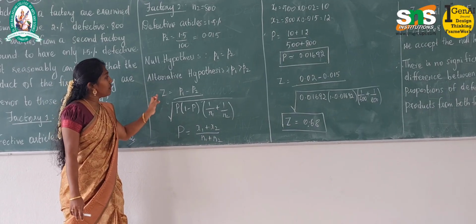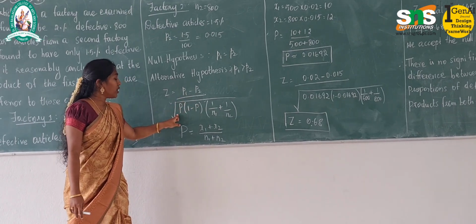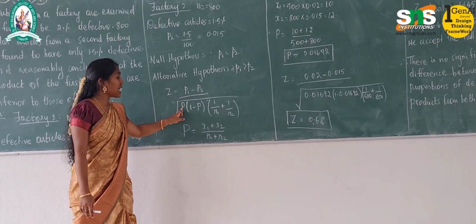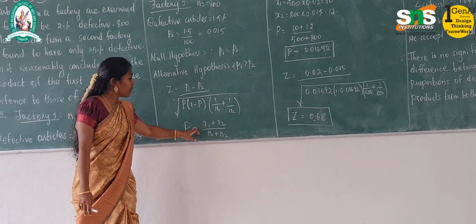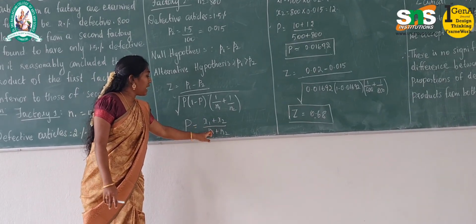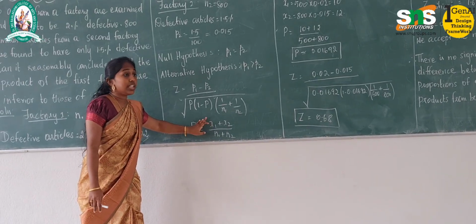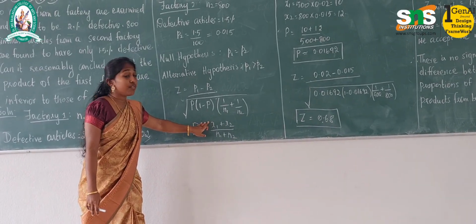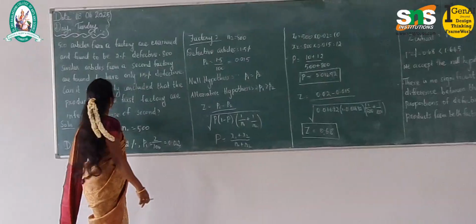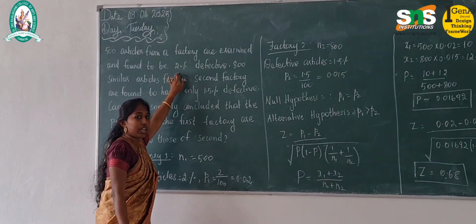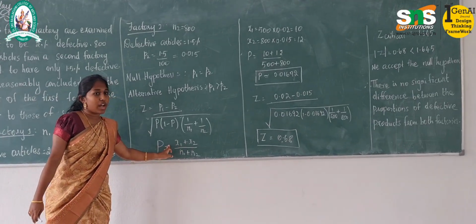In this problem, we know the values of P1 and P2, but we have to find the value of the whole sample proportion, that is capital P. The formula for capital P is x1 plus x2 by N1 plus N2. In the starting itself, I noted that in the question the values of the sample, that is x1 and x2, are not given. The question gives the defective values. So we are going to find the values of x1 and x2.